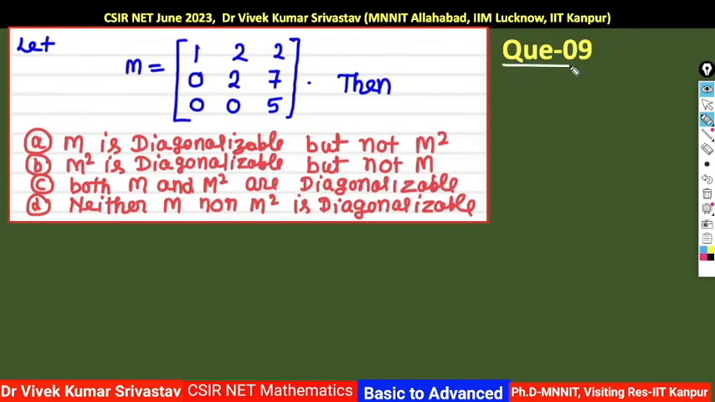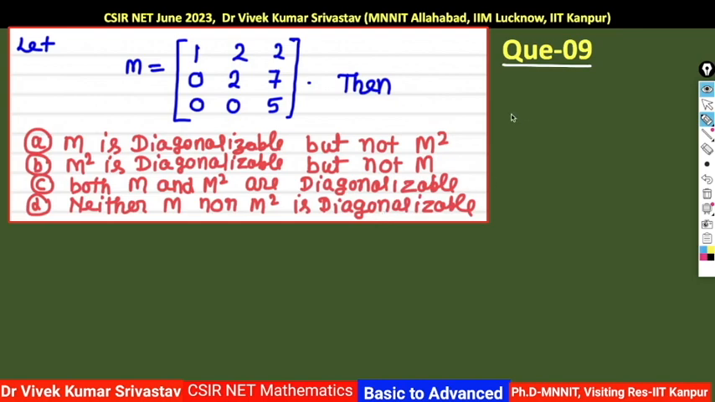Now see question number 9. Again I repeat, first you read the question, try to solve it yourself, and then watch this video. Let M be the matrix 1 2 2; 0 2 7; 0 0 5. Then we have to see which statement is true. M is diagonalizable but M square is not diagonalizable. Second option says M square is diagonalizable but M is not diagonalizable. Third option, both M and M square are diagonalizable, and the last option says neither M nor M square is diagonalizable.